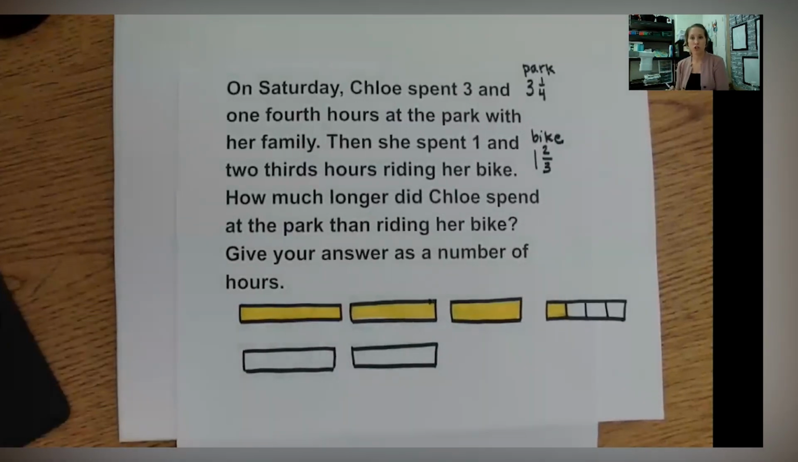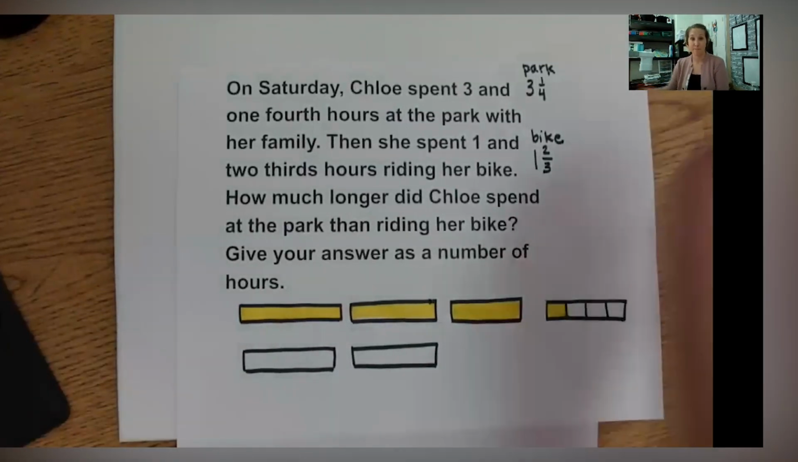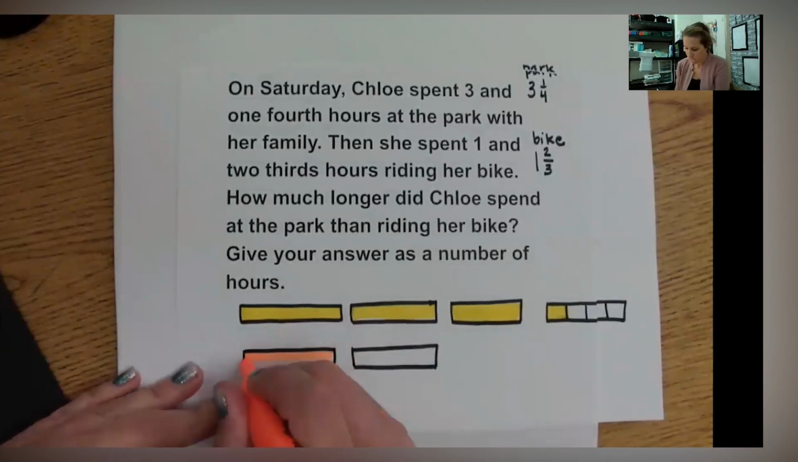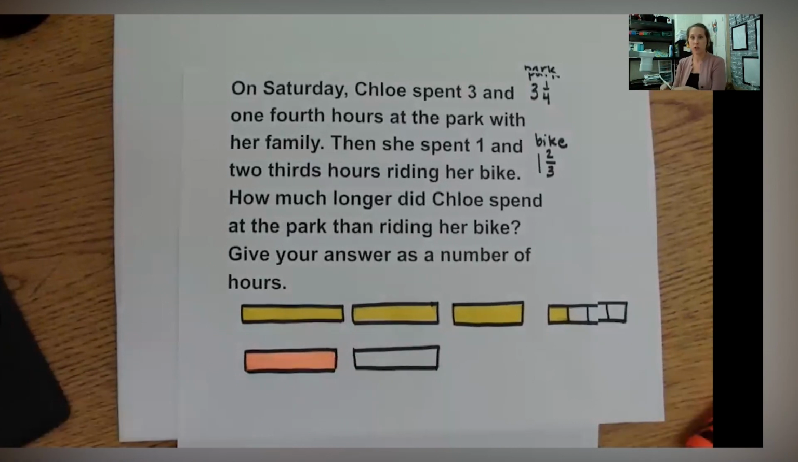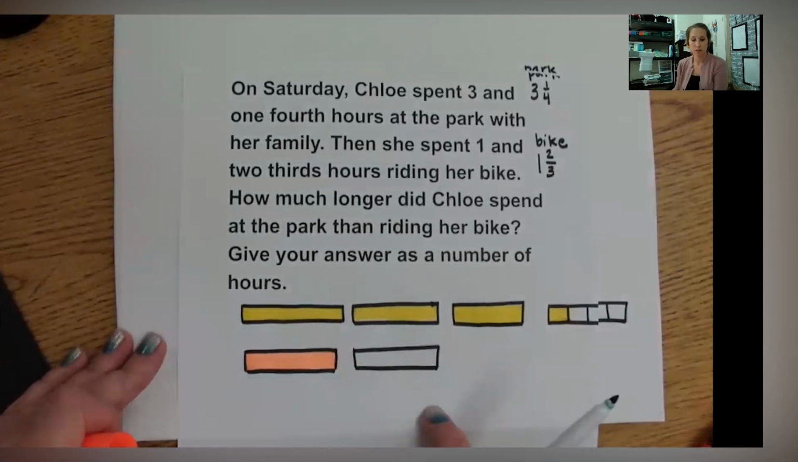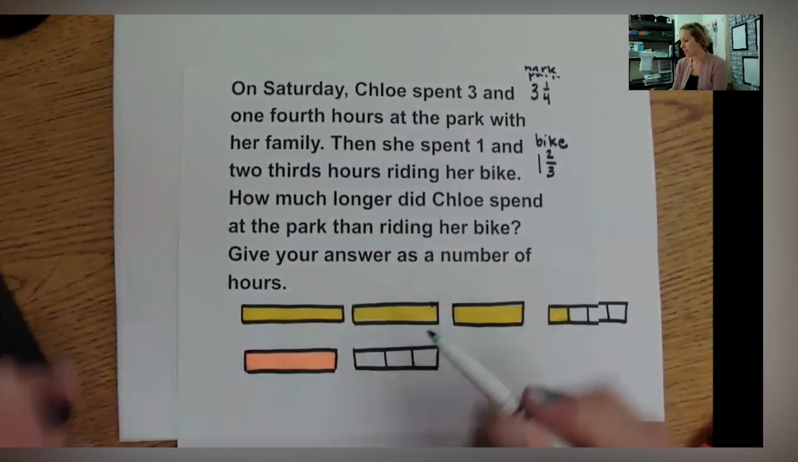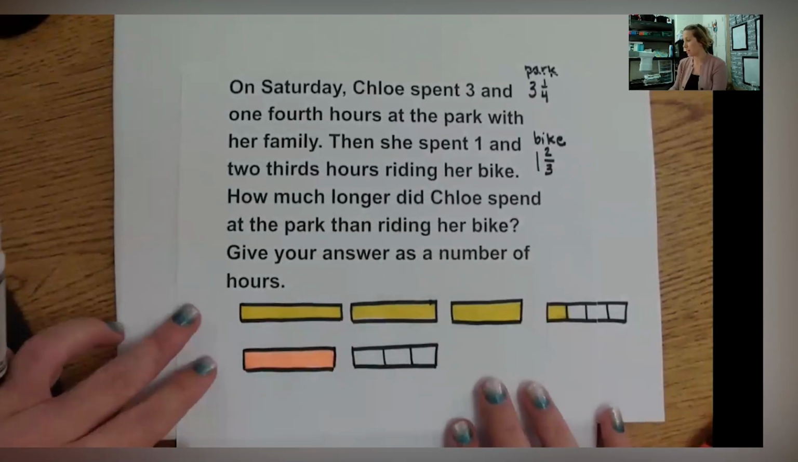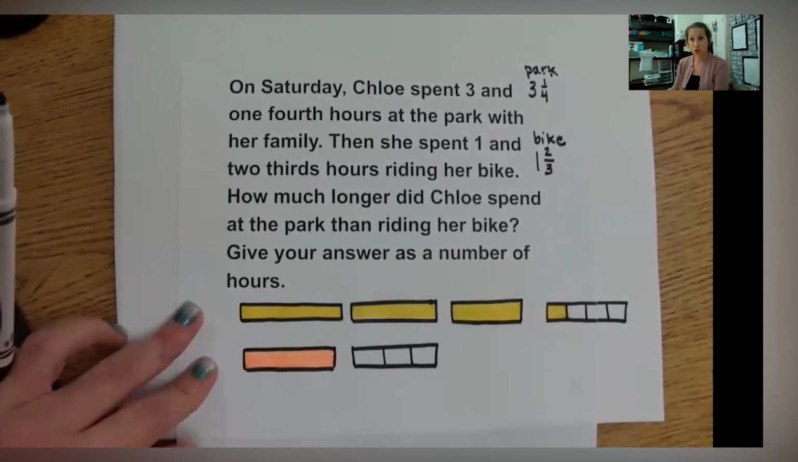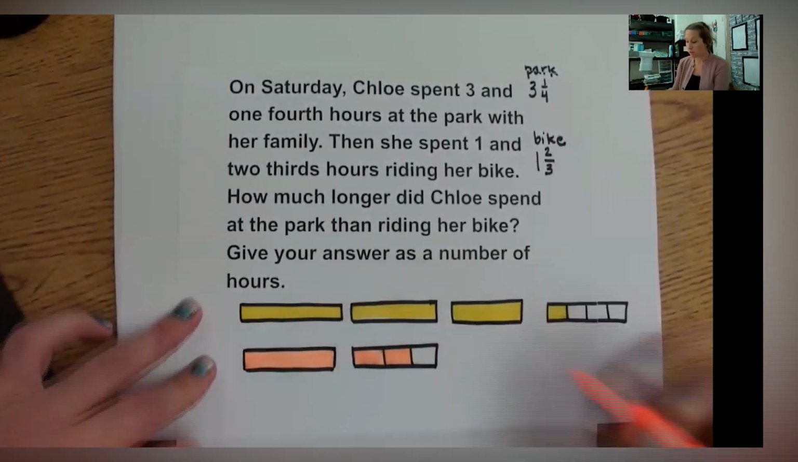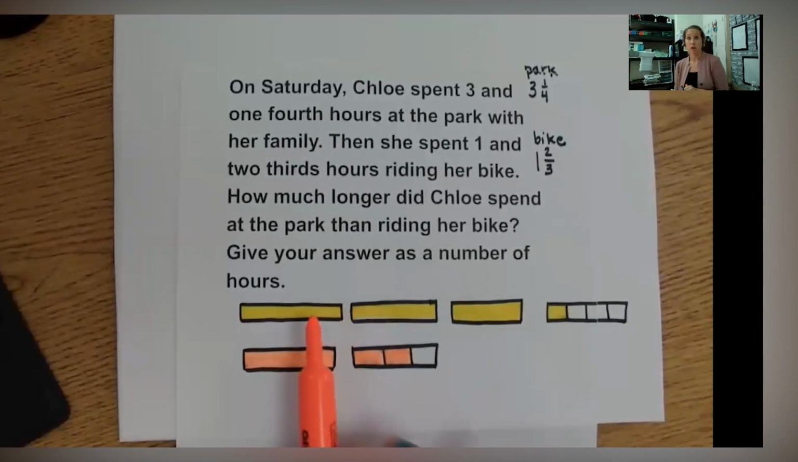How many wholes should be shaded in this time? 1. What do I need to do with my last part? Yes, I need to cut it into thirds. How many pieces should be shaded in? 2. 2 of the 3. Well done. So we've modeled 3 1/4 and 1 2/3.